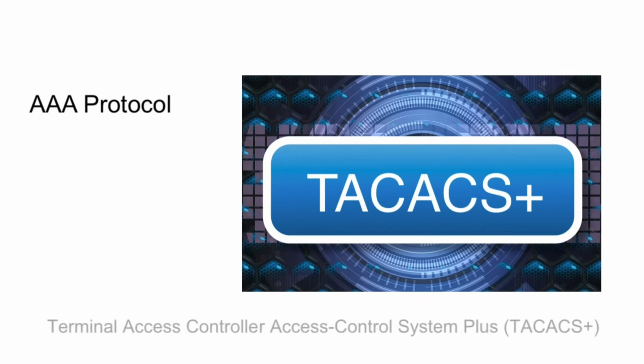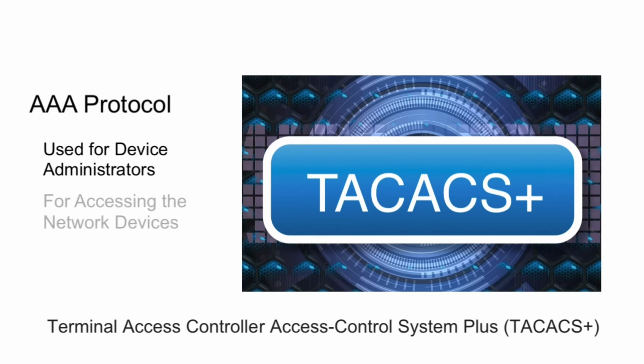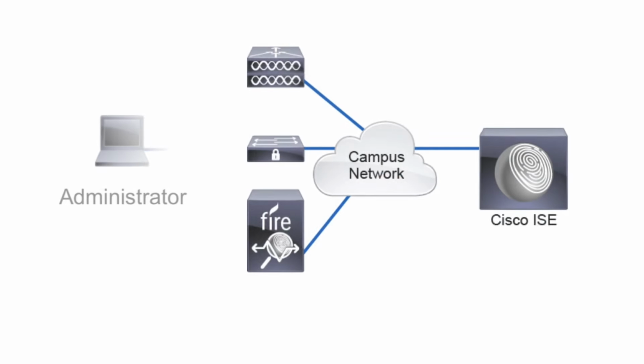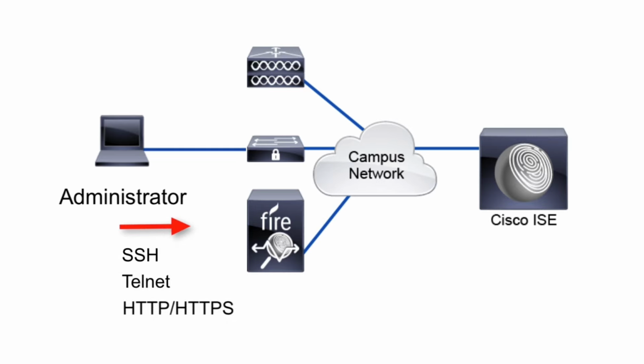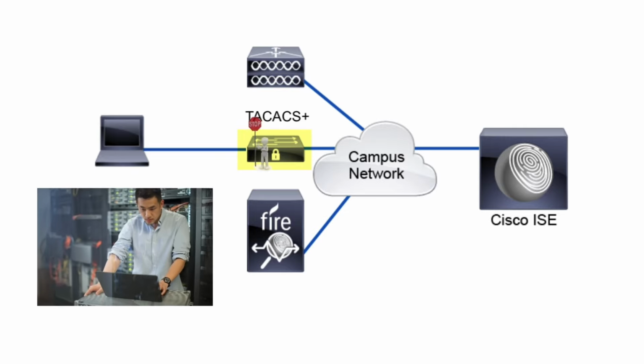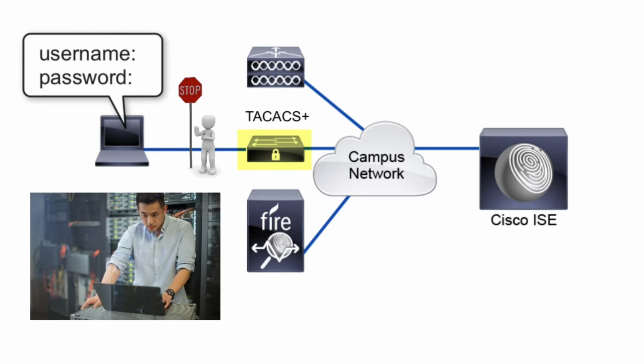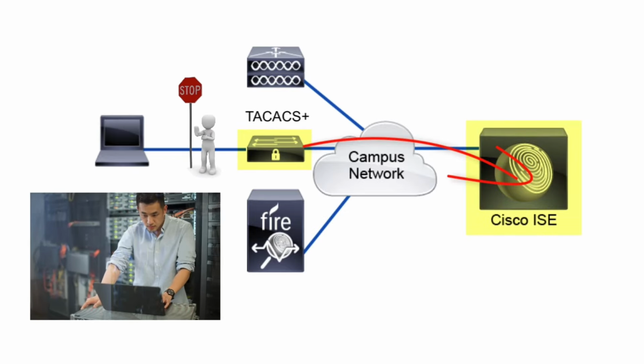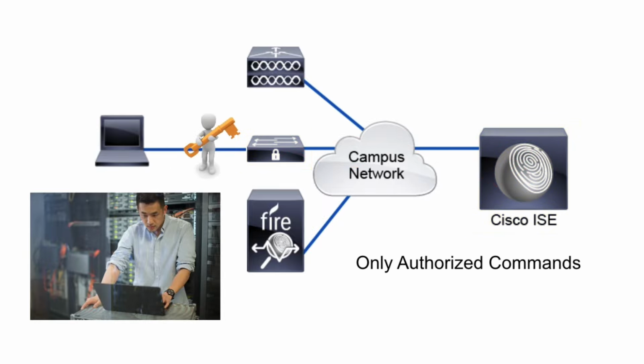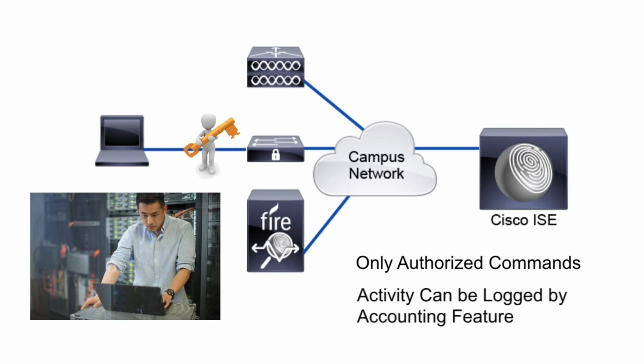Moving on, the second AAA protocol supported by Cisco ISE is TACACS+, which is typically used for device administrators who must access network devices. When connecting to a network device, the administrator can use SSH, Telnet, HTTP, HTTPS, or a direct serial port connection. When a network device is configured for TACACS+, a username and password is requested. The device queries the Cisco ISE server with the credentials provided, which in turn references an internal or external database to authenticate the device administrator. After a successful session has been established, only the authorized commands can be issued, and the activity can be logged by the accounting feature.